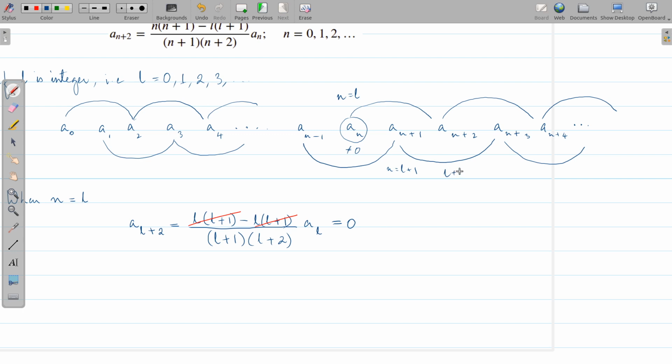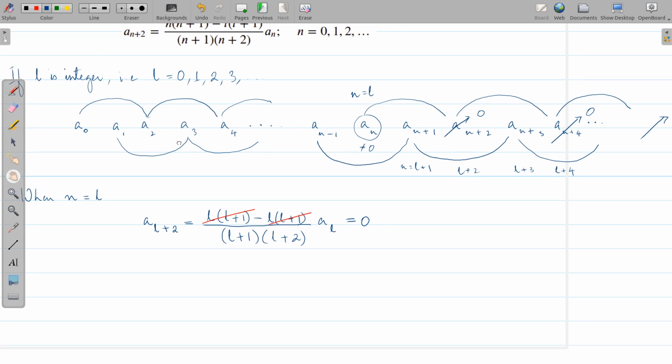This is L plus 2, this is L plus 3, this is L plus 4 and so on. And we see from this recurrence relation what has happened here: the moment n is equal to L, AL plus 2 will become 0. If this becomes 0, then this will also become 0, then everything else. So all of these next terms will become zeros. Is this clear, everyone?